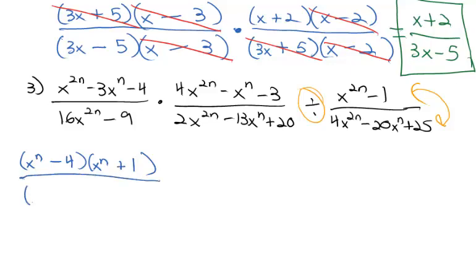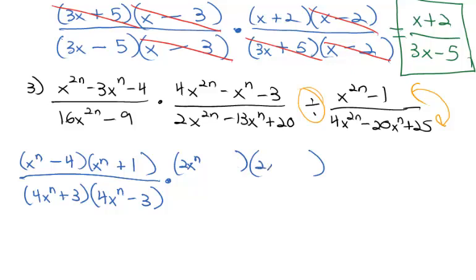Over the denominator is a difference of squares because we've got that even exponent. So it's 4x to the n plus 3, 4x to the n minus 3, times the second fraction, 4x to the 2n. That could be either 4 times 1 or 2 times 2. Let's try 2 times 2 first. 2x to the n times 2x to the n.